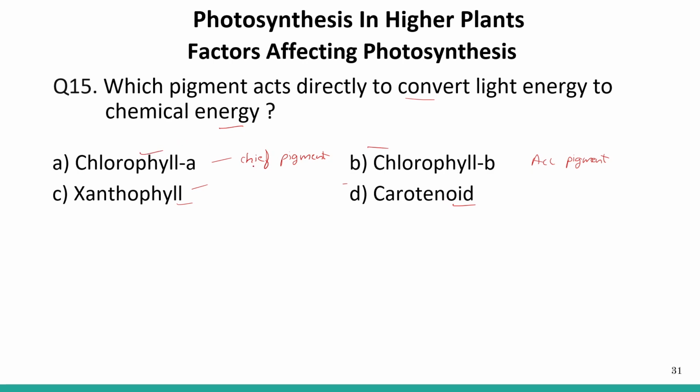So chlorophyll a, which is the primary or the chief pigment, is involved in the conversion of light energy into chemical energy. Okay, how is energy stored in the form of chemical energy? Initially in the form of ATP and NADPH. Energy is stored in ATP and NADPH, and later on this ATP and NADPH are used up in the dark reaction. So what should be the answer? Option A is the correct answer here.